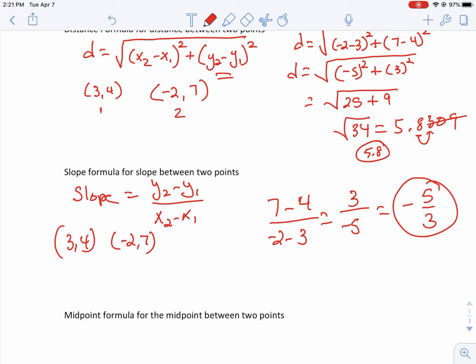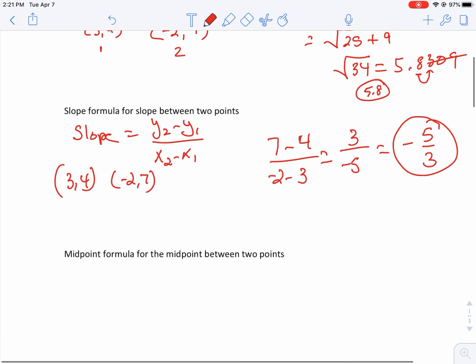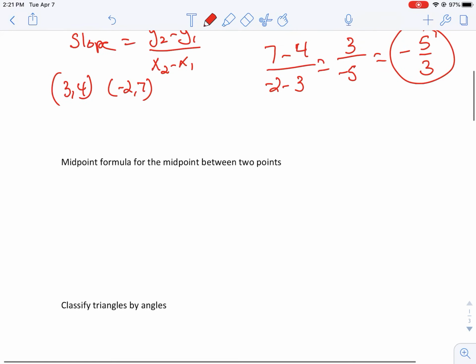Remember, the slope is just a number or a fraction. Leave it a fraction. Even if it's improper, doesn't matter. That's good. I'll take it.